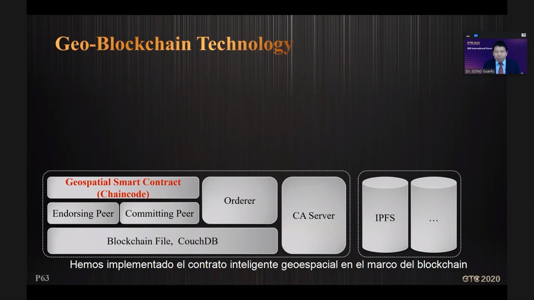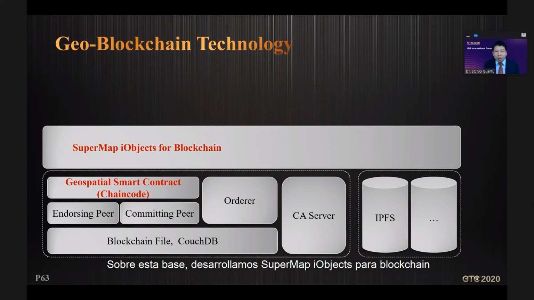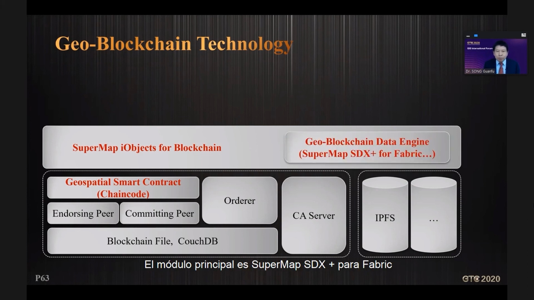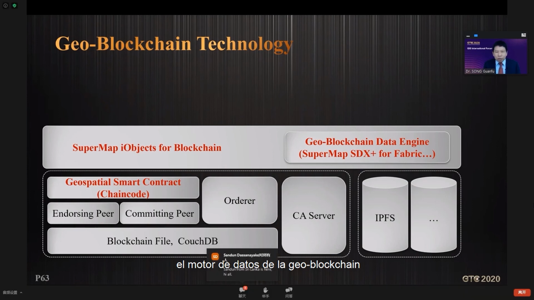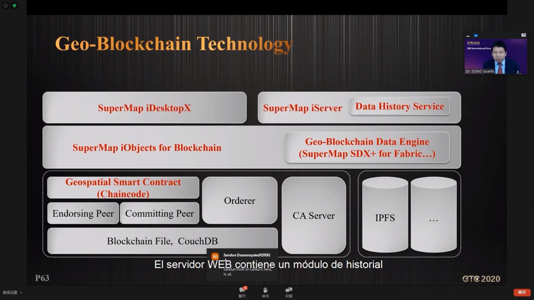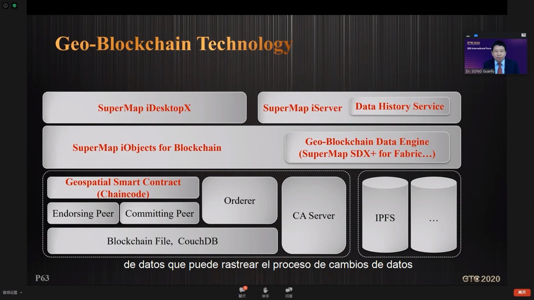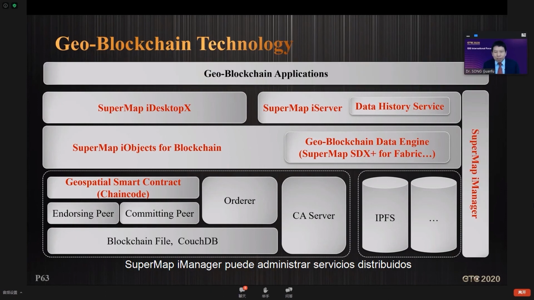We have implemented the geospatial smart contract in the framework of the blockchain. On this base, we developed SuperMap iObjects for blockchain. The core module is SuperMap SDX Plus for Fabric. SDX means Spatial Database Extension, the data engine of the Geo-Blockchain, and then the desktop software and the web server. The web server contains a data history module that can trace the process of data change. SuperMap iManager can manage distributed services.